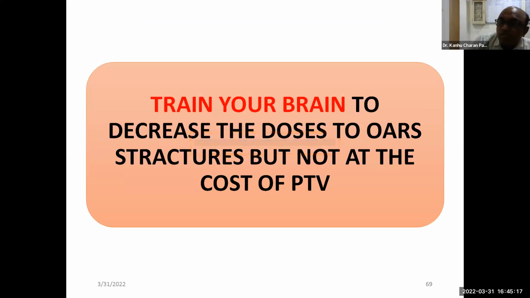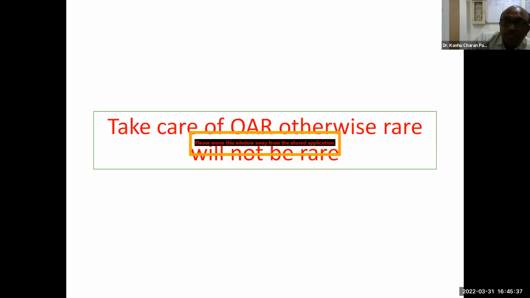So very simple, train your brain to decrease the dose to the OAR, but not at the cost of the PTV. Don't go beyond OAR tolerances, but don't be over-enthusiastic about decreasing the dose to the PTV or the OARs, or you get a plan with under coverage to the PTV. Take care of OARs, otherwise rare will not be rare. So don't go beyond OAR tolerances.